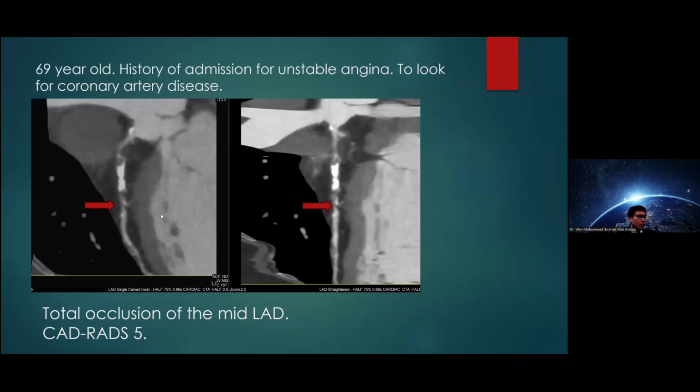This is a 69-year-old with unstable angina, and CT shows a total occlusion of the mid LAD. So you can see that the mid LAD is totally occluded with a hypoattenuated plaque, some calcified plaque, and another hypoattenuated plaque.